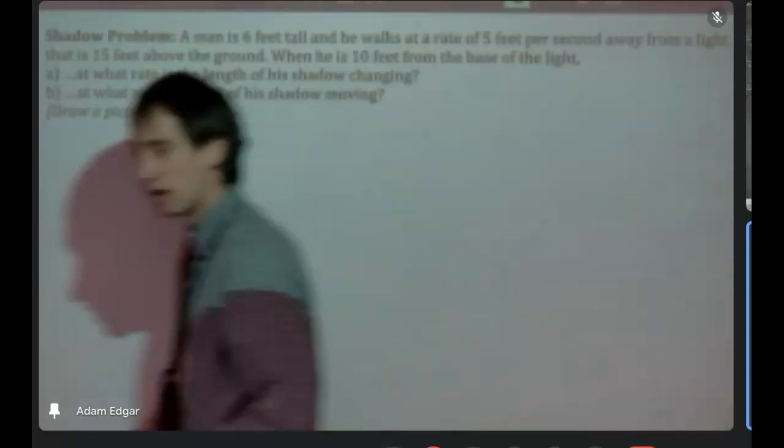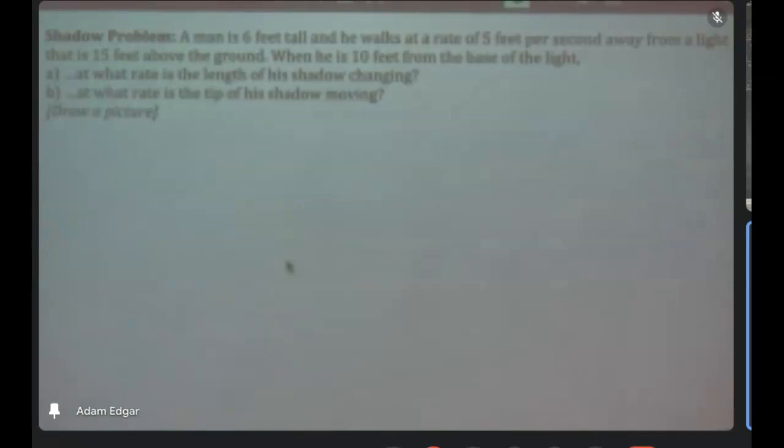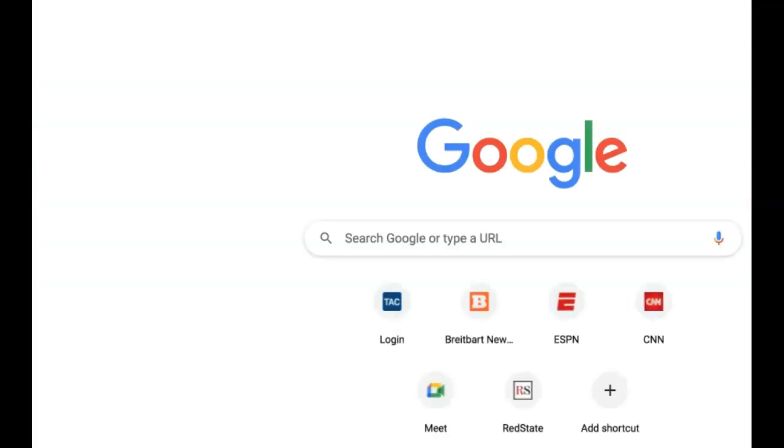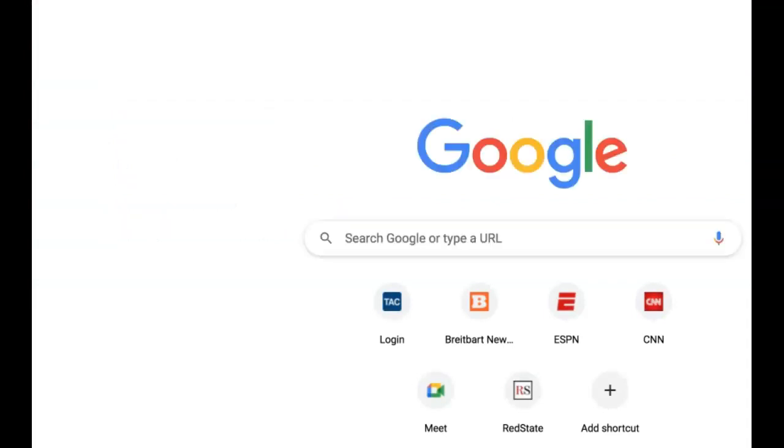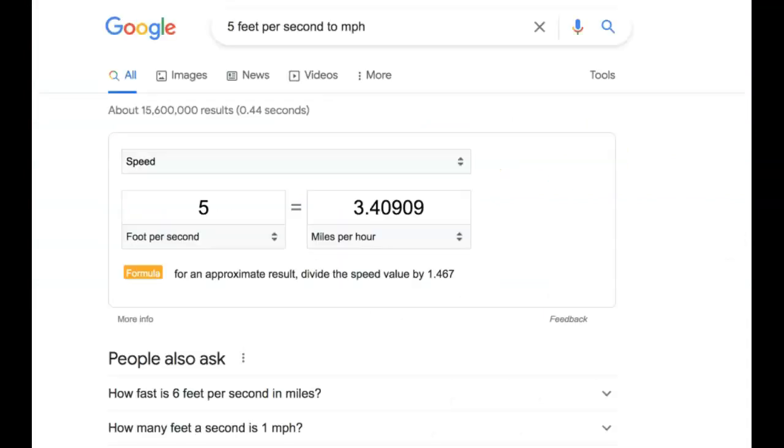I'm curious how fast is that in like miles per hour? All right, so 5 feet per second to miles per hour. It's only 3.4 miles per hour.